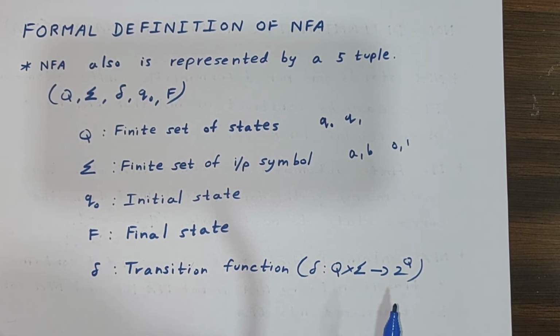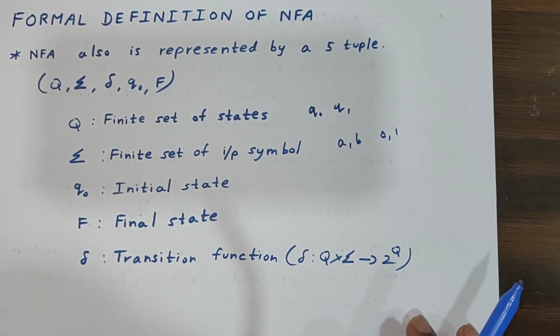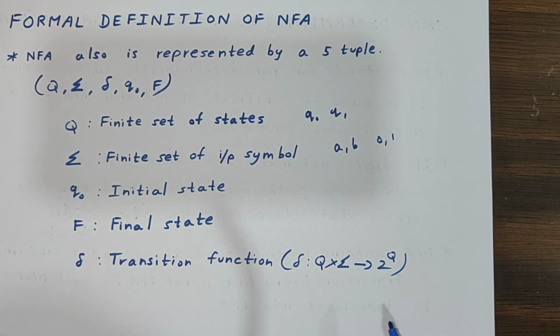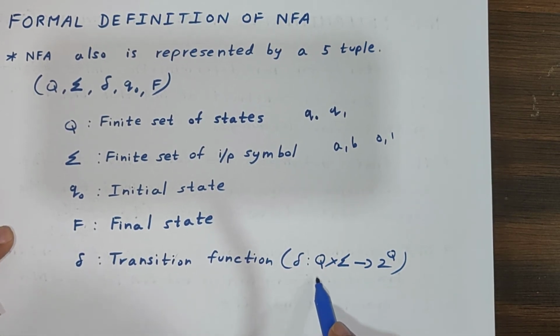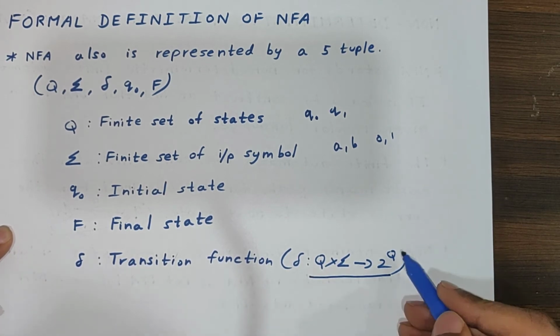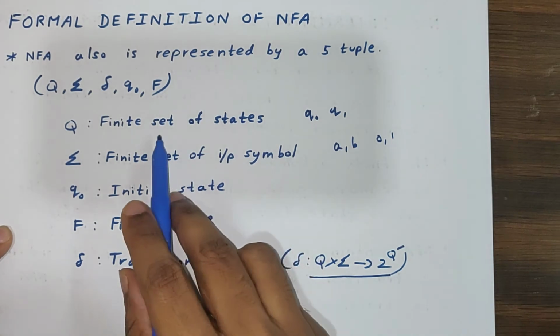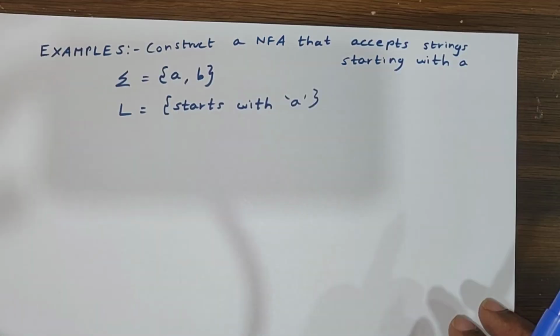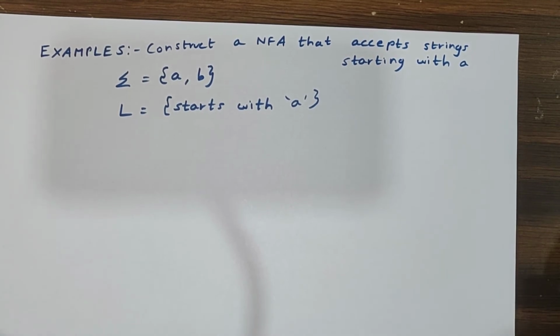The only difference between the DFA and NFA is the transition function. Since for one input it can go to multiple states, the transition function would be like this: Q times sigma to 2 power Q, where Q is the finite set of states available. Now let us see it with an example to understand the concept.